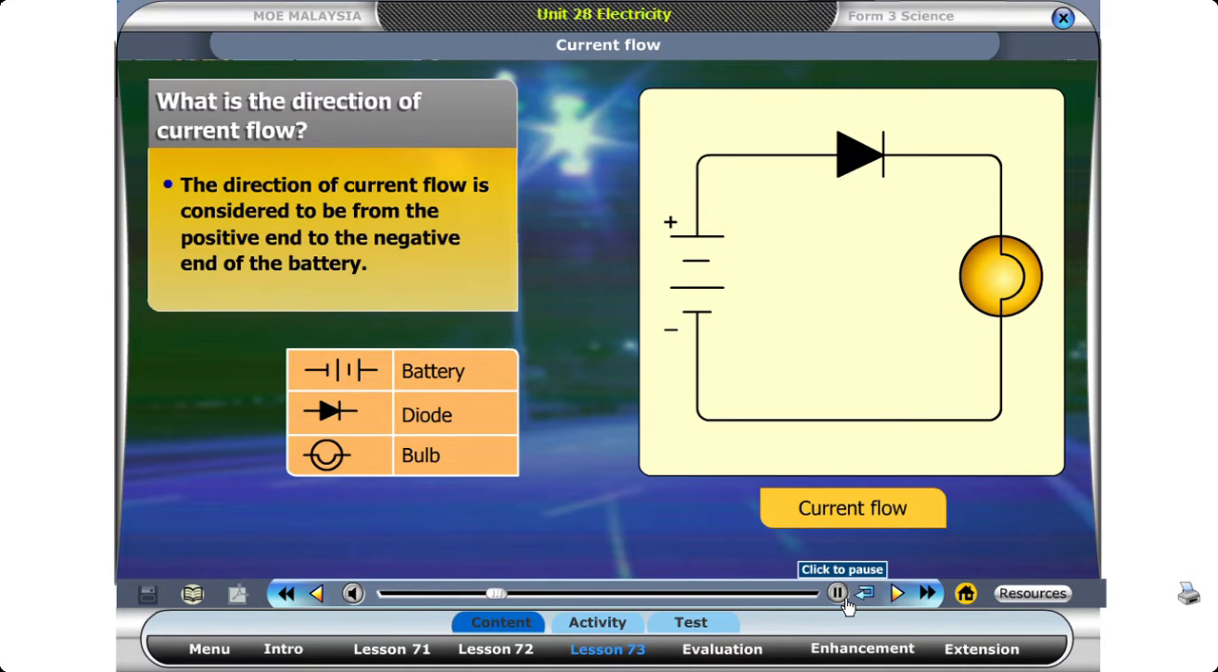What is the direction of current flow? Look at the circuit. When the diode is facing in the proper direction, the bulb will light up. Current flow has always been considered as flowing from the positive end to the negative end of the battery.